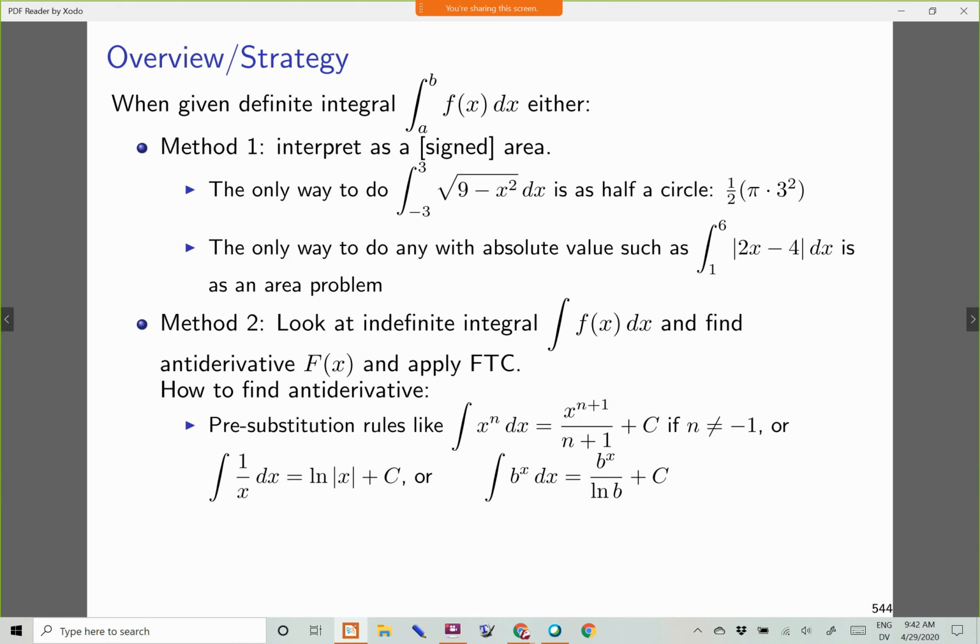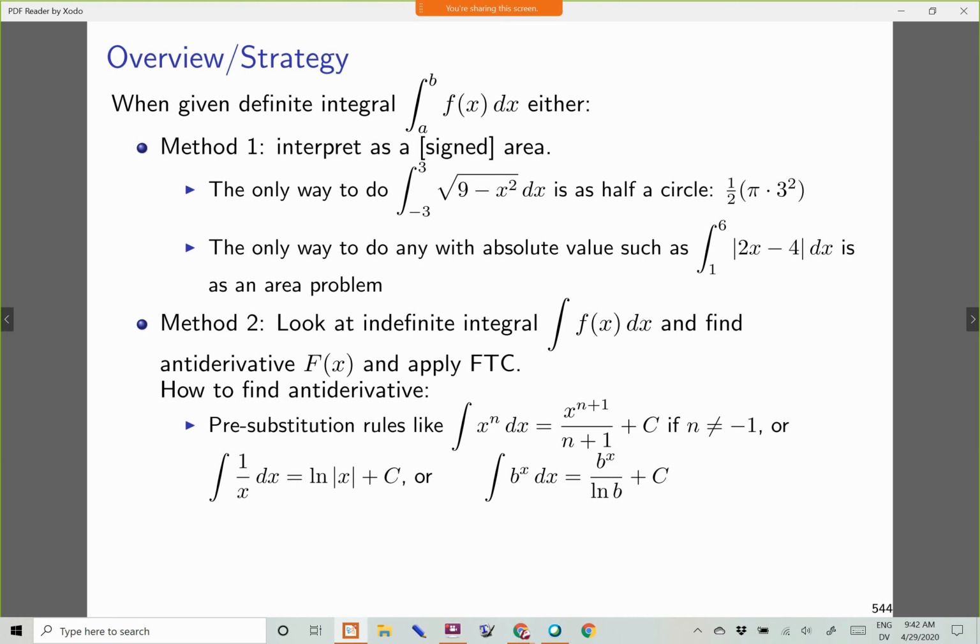Or one time, when the exponent is -1, you have ln of absolute value of x plus c. Here's the one for exponential functions that often people forget. So here are the main antiderivative rules, or indefinite integral rules, we learned before doing substitution.